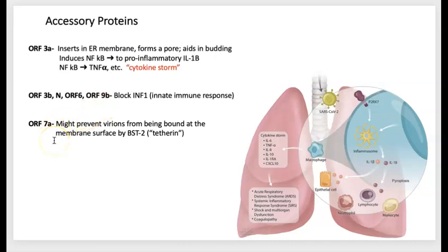ORF7a might prevent virions from being released from the membrane surface by tethering, essentially. And so I'll show you a mechanism for that. So again, the viruses have to leave the cell, but if they're stuck to the cell as they're exiting, it's essentially like a boat being moored to a dock and then having to unmoor yourself in order for the boat to be able to drive away.